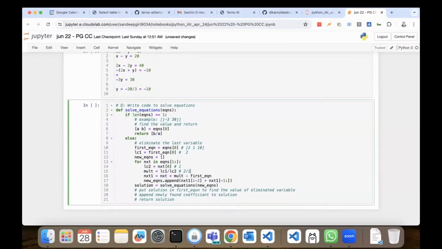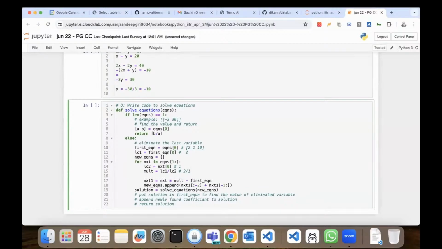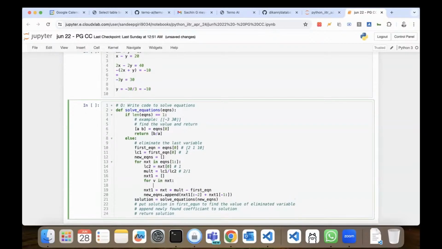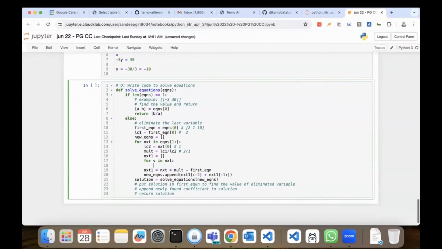Now, this needs to be done in a loop, isn't it? This needs to be done in a loop. Correct? Okay. So the new next equation, let's just say next equation is this. So what we are doing is, for each value in the next equation, we are calculating the next values. Okay.